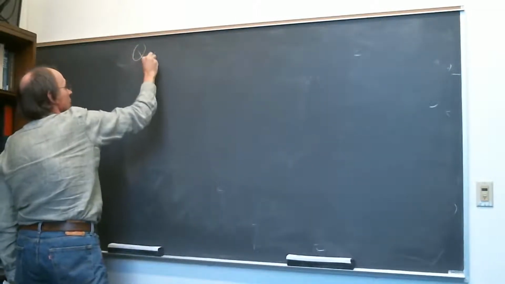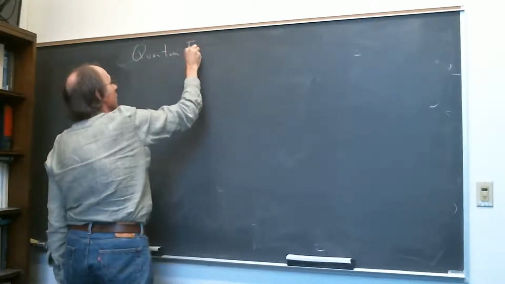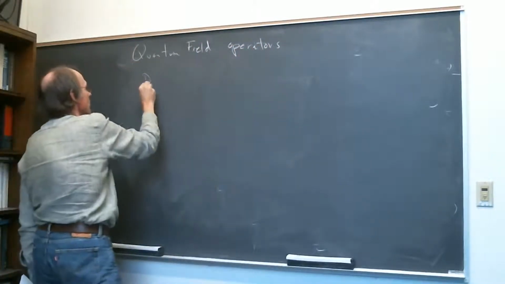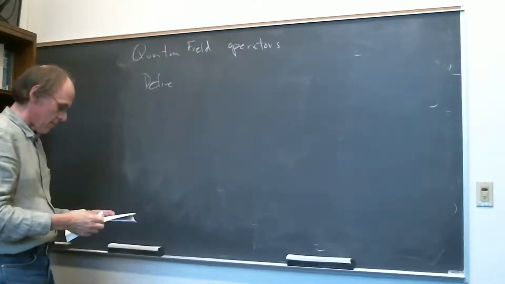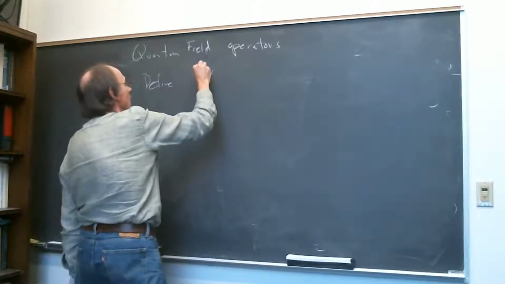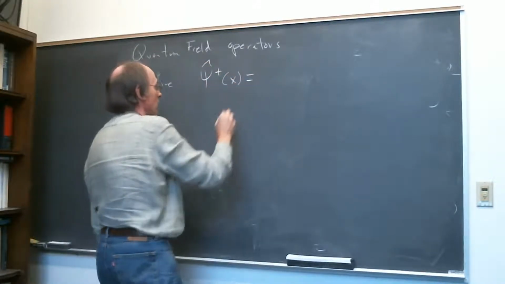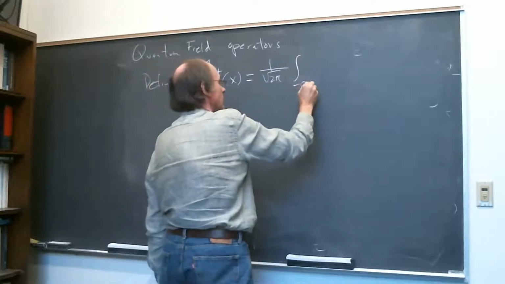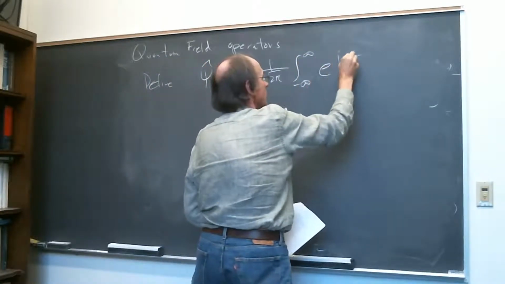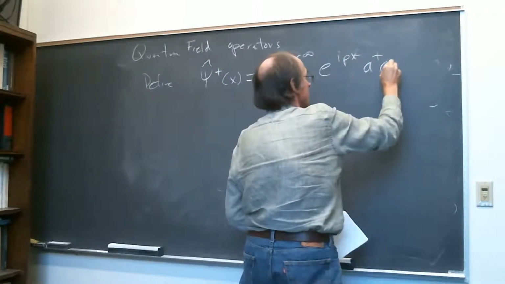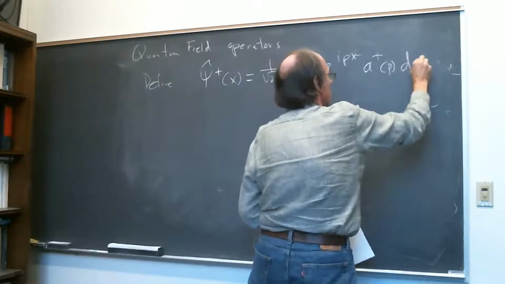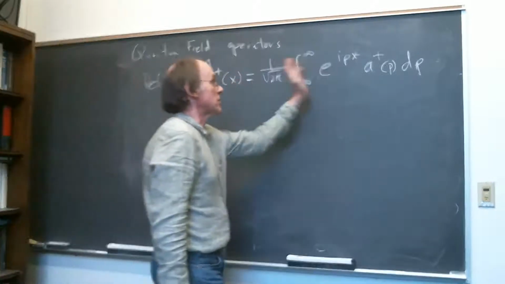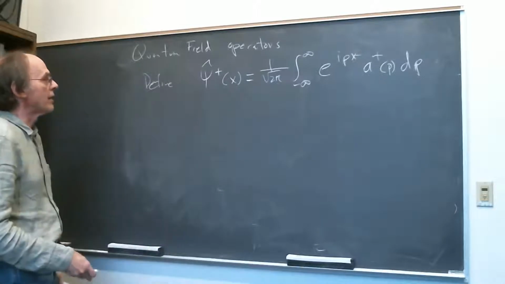So quantum field operators are really just defined as follows. I guess I wanted to say that psi at x is just going to be defined by taking the Fourier transform of the creation and annihilation operators. And so anyway, this is just a definition.